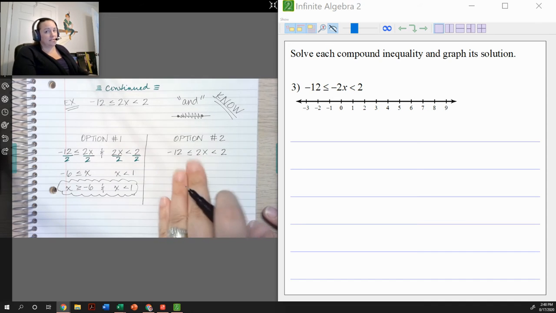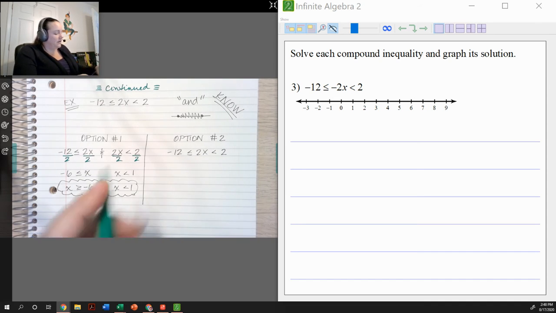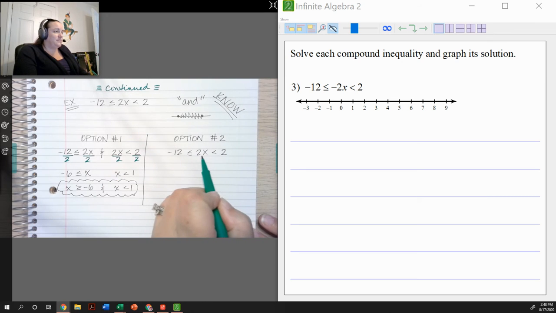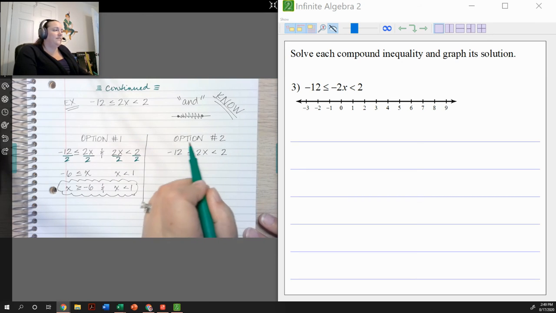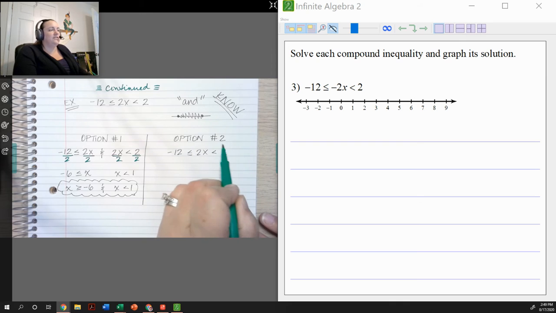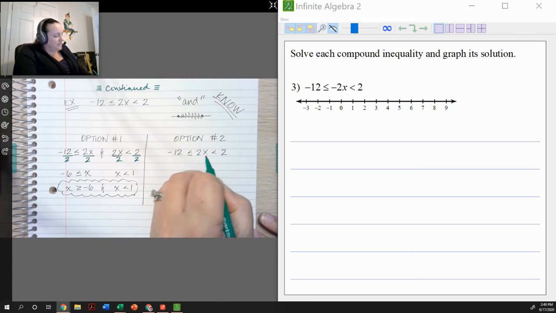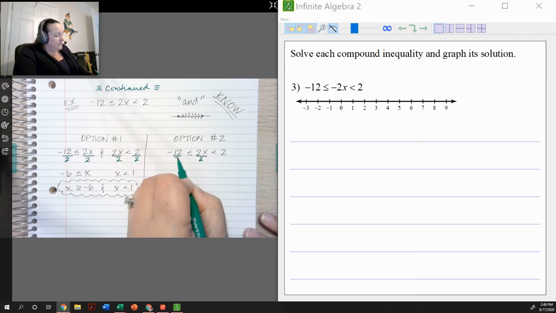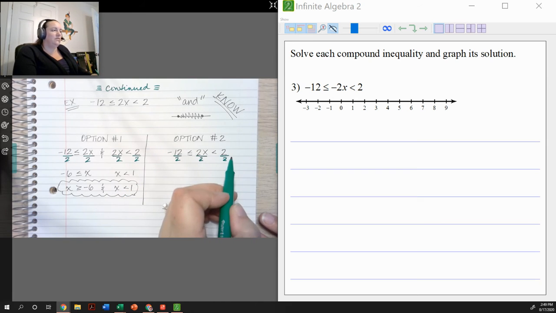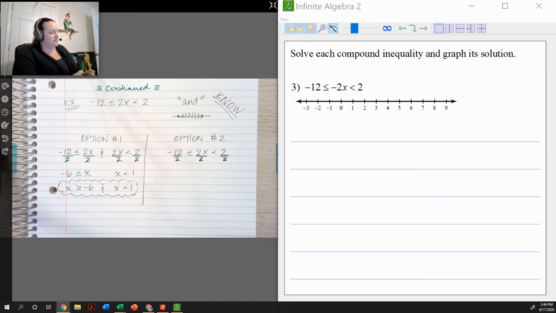I'm not going to lie, this is the one I do. Okay, I know that I have to get x by itself, but I have a left side and I also have this right side. I'm just solving the same thing here. I'm just doing it all at once. So I'm going to divide by 2 here, divide by 2 here, divide by 2 here. I'm going to divide by 2 everywhere to keep it balanced.